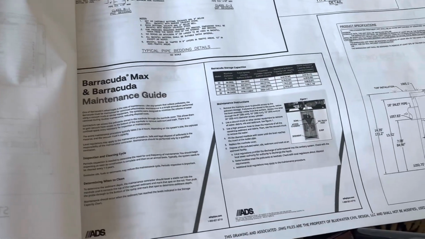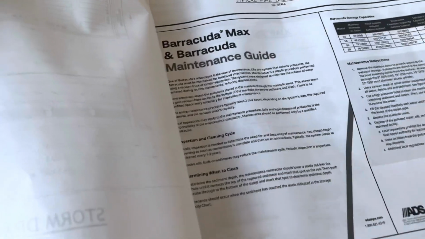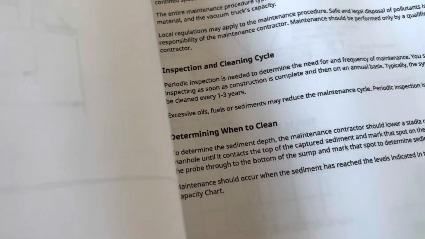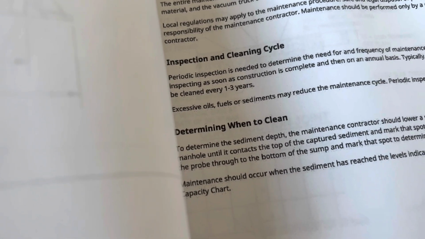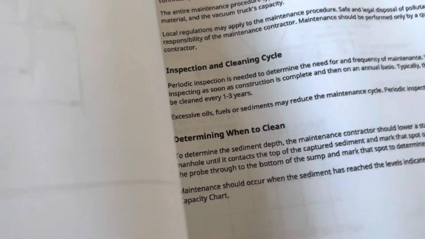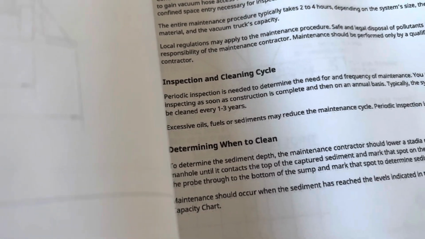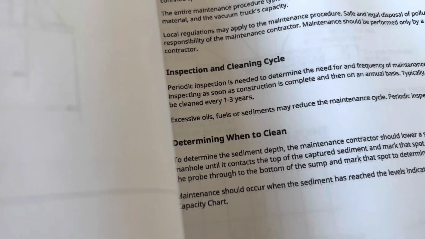So as you see these go in, these particular types of items are to be inspected on a specific rotation. On the Barracuda, it says that periodic inspection is needed to determine the frequency of maintenance. You should begin inspecting as soon as construction is complete, and then on an annual basis. Typically, the system needs to be cleaned out every 1 to 3 years.